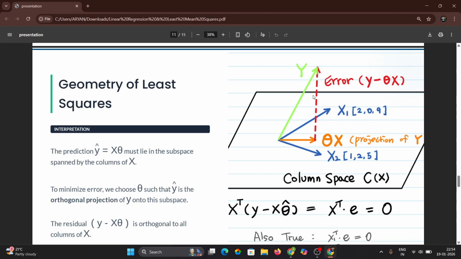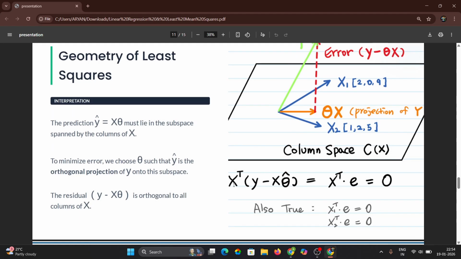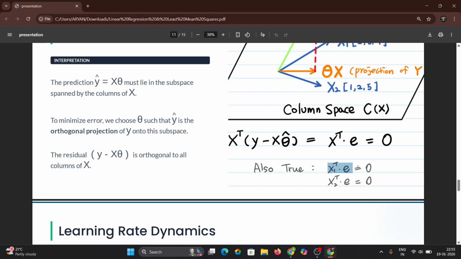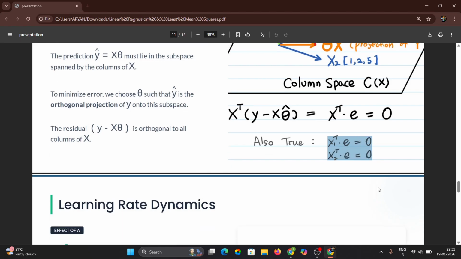Now the residual y minus X theta is orthogonal to all of X. This y minus X theta is orthogonal to all of these x1, x2. So we can write X transpose (y minus X theta), and this is actually the error. Y minus X theta is the error. So X transpose E equals 0. This is the orthogonal complement idea, because the angle between them will be 90 degrees. That's why X transpose dot E equals 0. It means x1 transpose E is also equal to 0, x2 transpose E is also equal to 0.